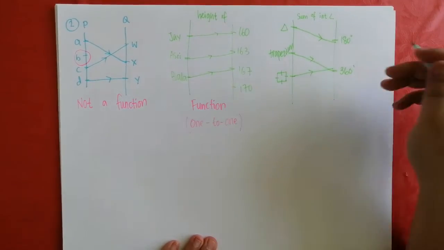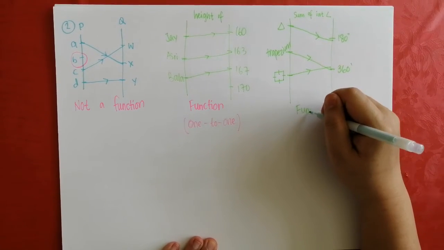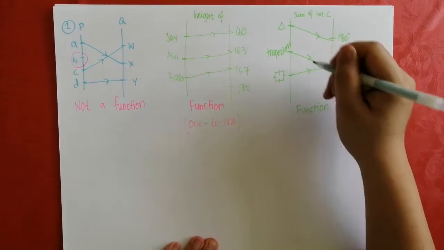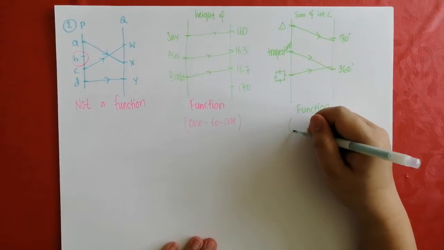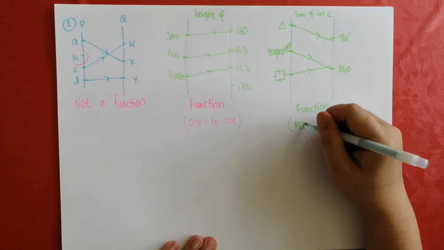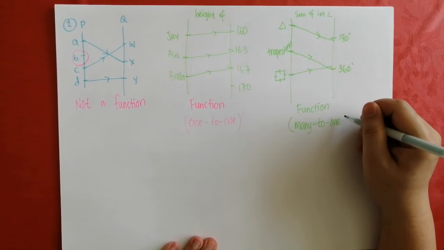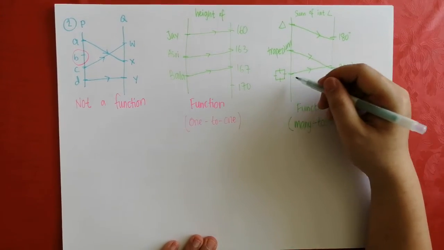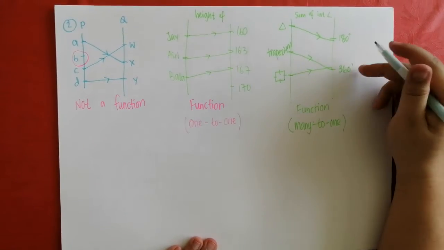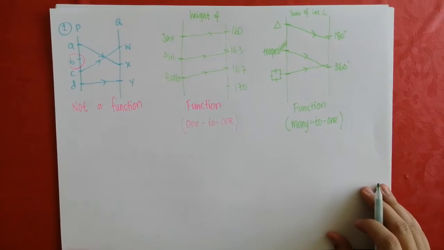So is this a function? Yes, this is a function, because all the objects have an image. And this is an example of a many to one function, because we have two objects mapped onto the same image. So it's a many to one function.